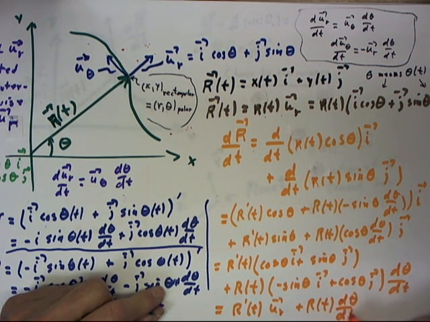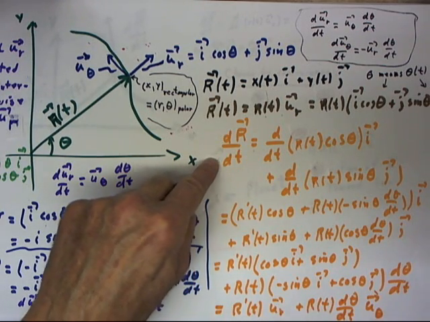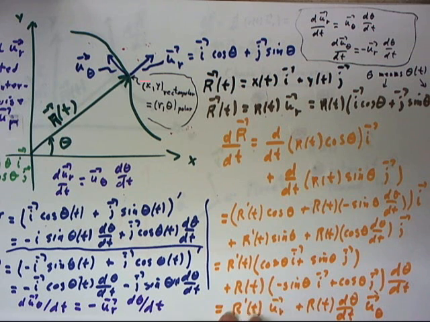So we have this, the derivative of our r vector with respect to t is r prime of t times the u sub r vector plus r of t d theta dt times the u sub theta vector.